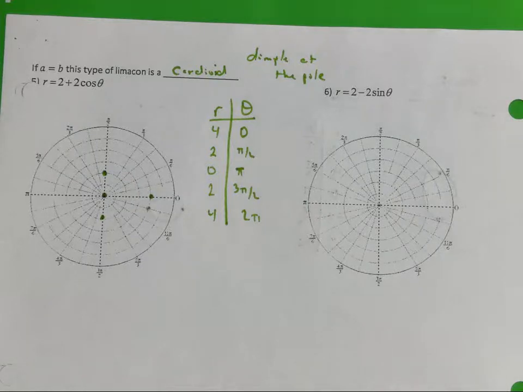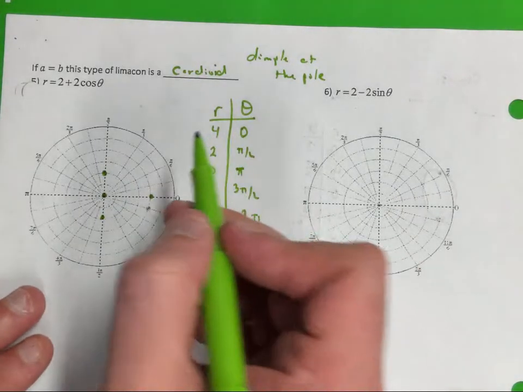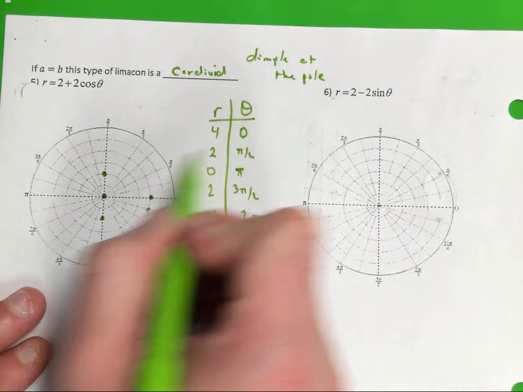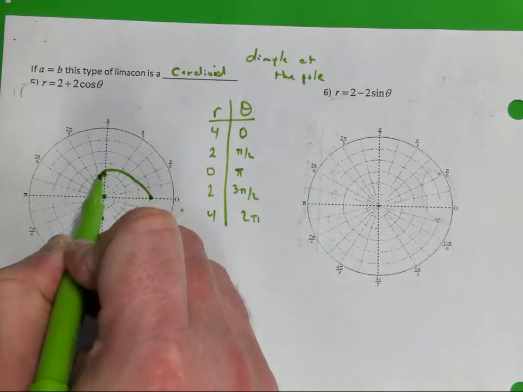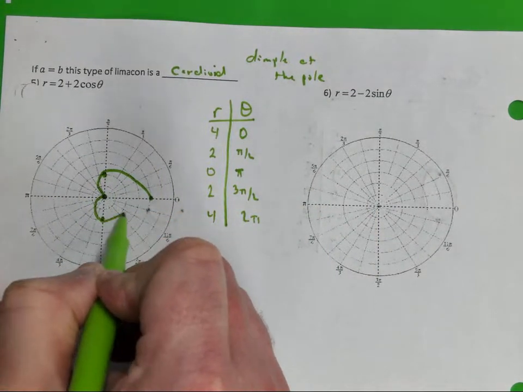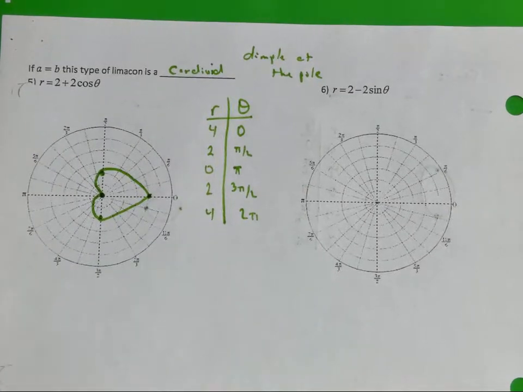Now let me tell you what I mean by dimple. I'm going to graph it in the order. You see how I did a dimple right there? That's your graph. There's the heart. That's the dimple. You make a dimple at the pole. If the absolute value of these numbers, A and B, is the same, it means there's going to be a dimple. Notice it's cosine. Is it still around that horizontal line? Yes.